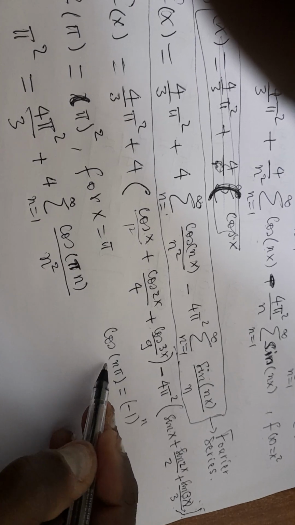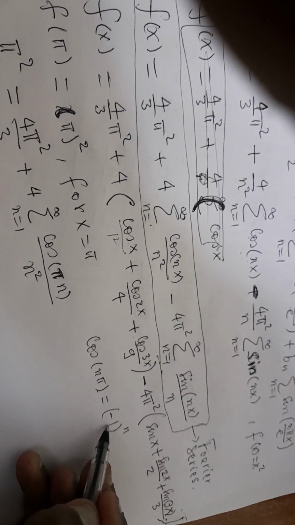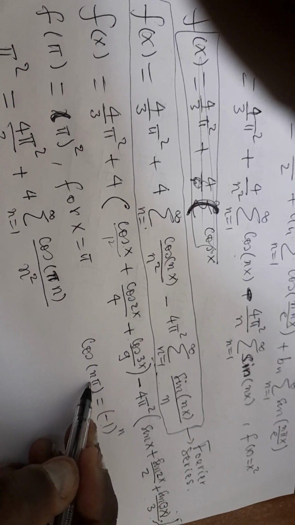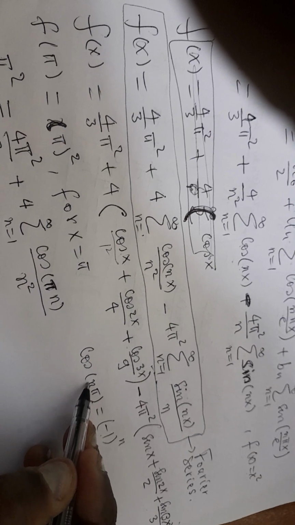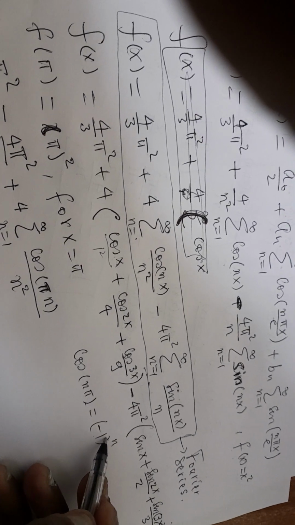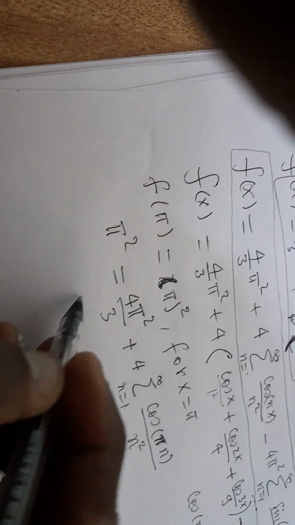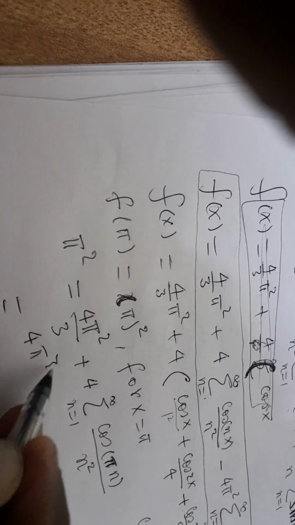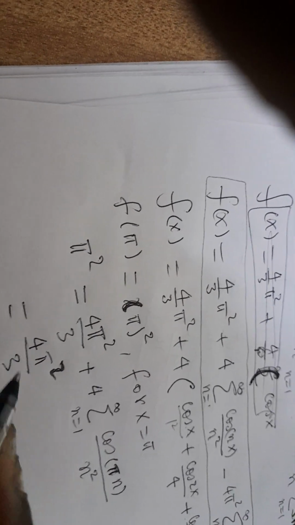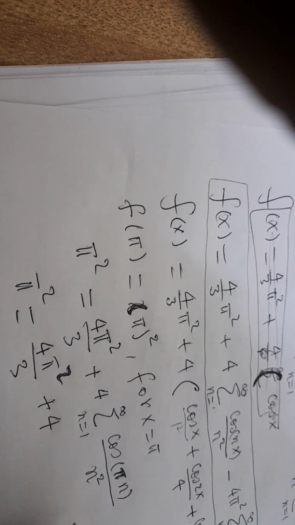Suppose when this n is an odd number, it will be cos of pi, which is minus 1. When n is an even number, like 2, 2 pi, it will be 1, positive. So then this expression will be 4 pi square upon 3, this is pi square, and this will be plus 4.